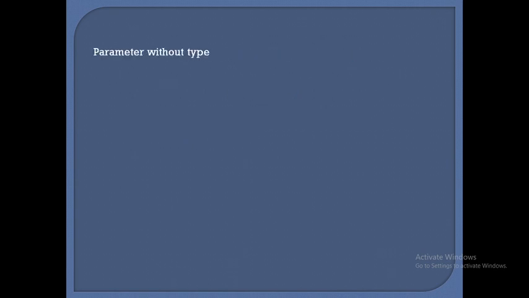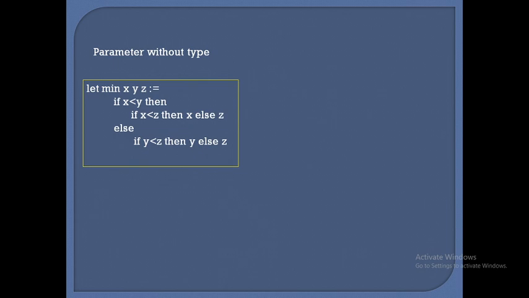And parameters are of two types. The first one is parameter without type and the other one is parameter with type. Let us see one simple function program to find the minimum number among 3. Here, let min x, y, z equal to if x less than y, then if x less than z, then x, else z, else if y less than z, then y, else z.